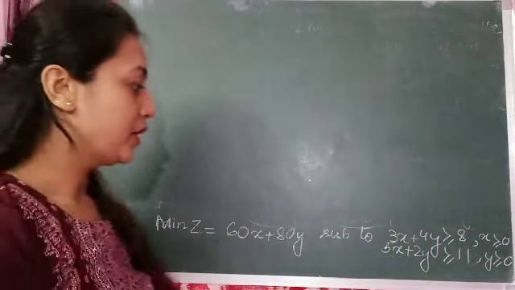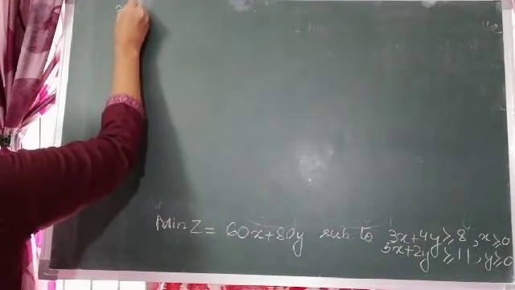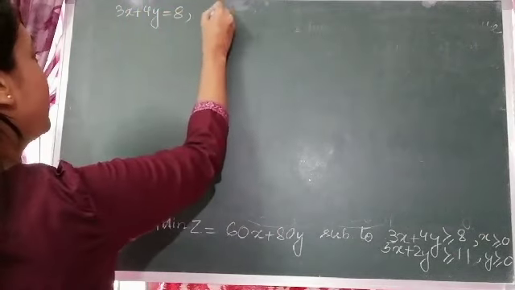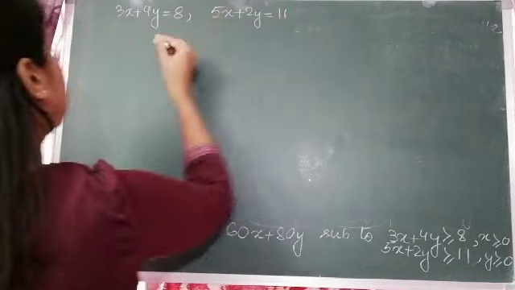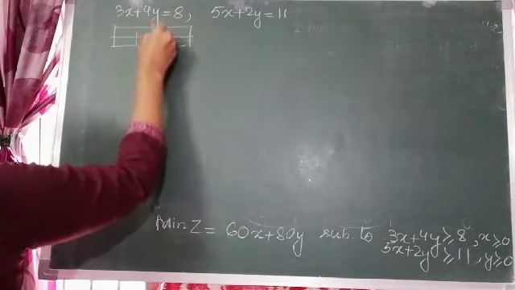So we will convert the inequations to equations first. So 3x plus 4y equals 8. Next is 5x plus 2y equals 11. Find out the values of x and y, which we will plot in the graph.